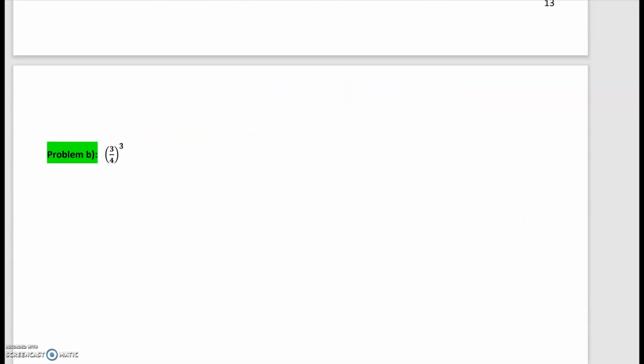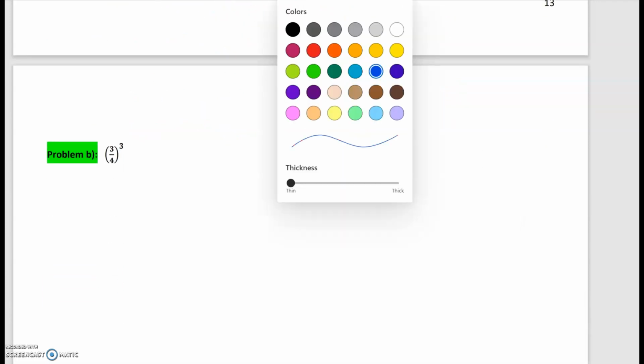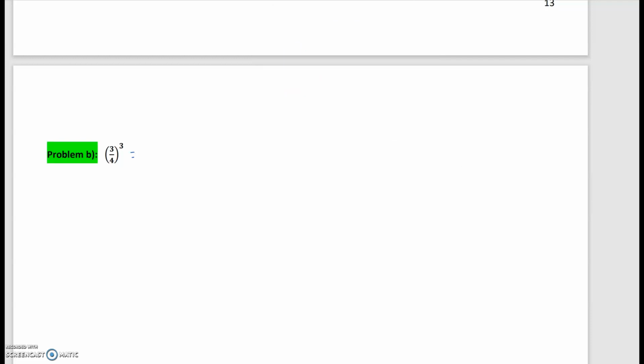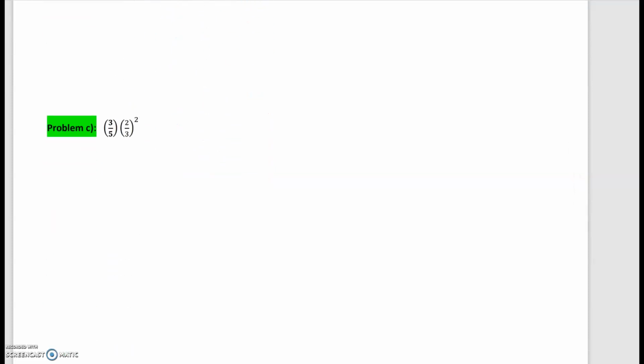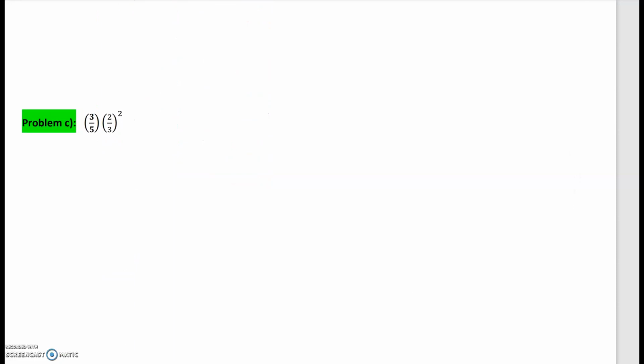And on the second problem, we're just going to be using rules of exponents. So technically, this represents 3/4 times 3/4 times 3/4, or 27 over 64. That's going to be our final answer. Let's take a look at problem C.